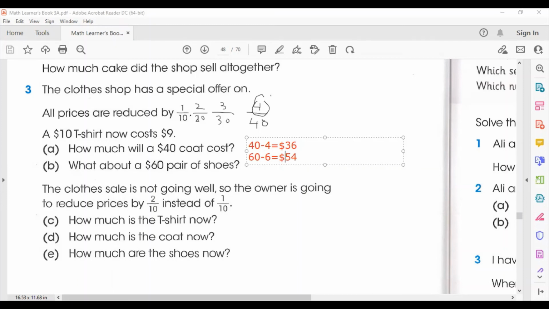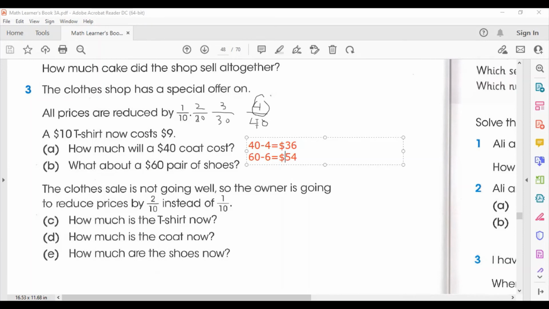Okay, the clothes sale is not going well, so the owner is going to reduce the price by 2 by 10. Now 1 by 10, now 2 by 10, meaning more discount. 2 by 10 instead of 1 by 10. So this 1 by 10 changes into 2 by 10, and this is 4 by 20, this 6 by 30, this is 8 by 40.